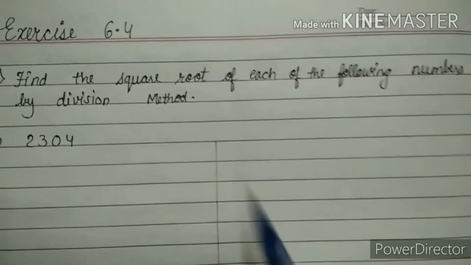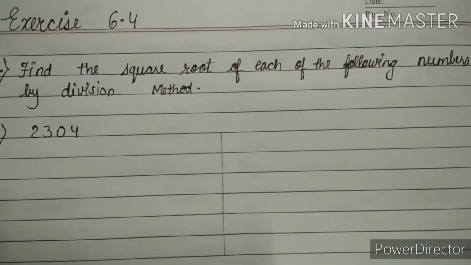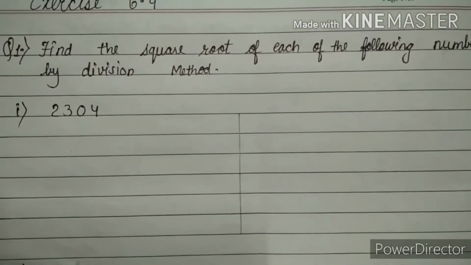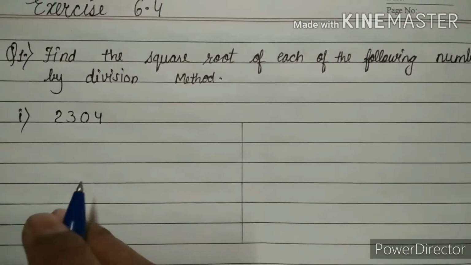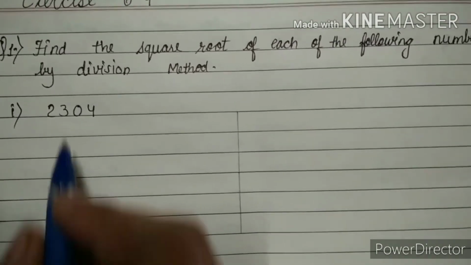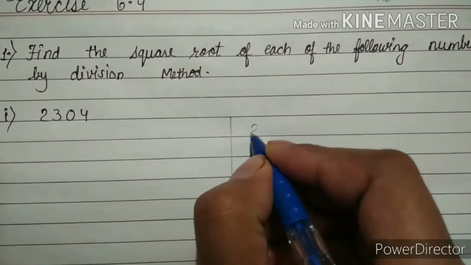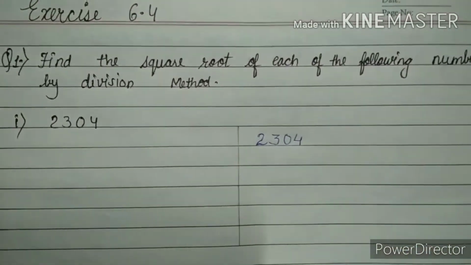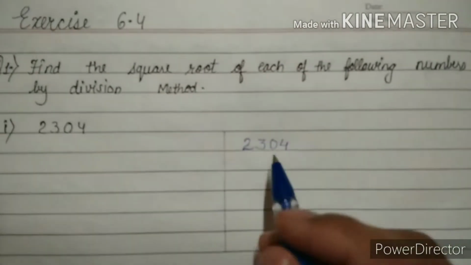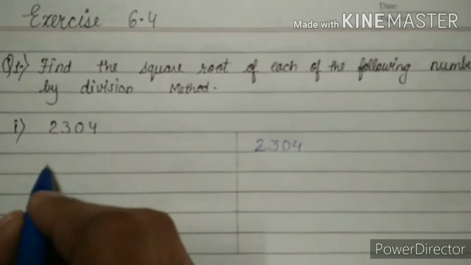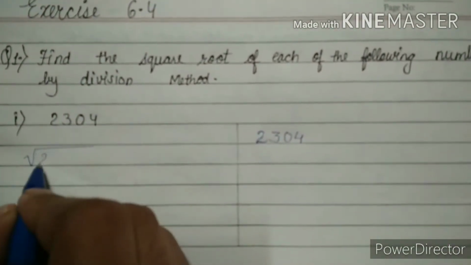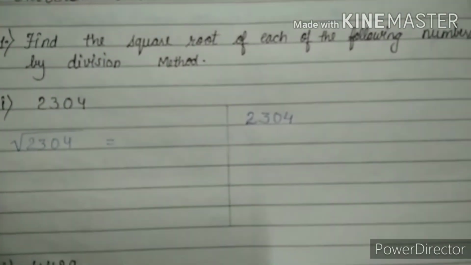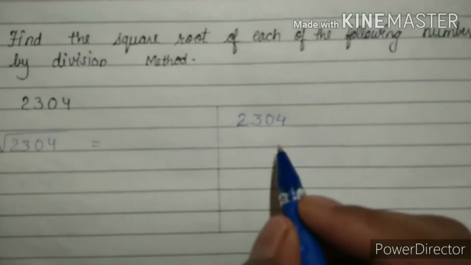So you know, in division we have to divide the given number by something, but here they did not give which number we have to put in the dividend. So the number is 2304. This is the number whose square root we have to find. So the square root of 2304 is equal to what, that we have to find.